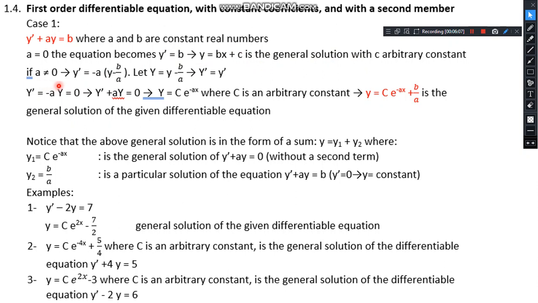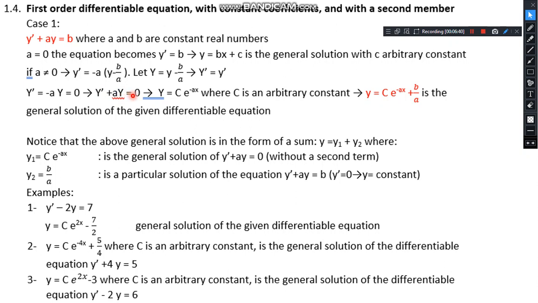If a is not 0, what do we do? We take this to the other side. So you have y minus b over a. So we're going to say let big Y equal y minus b over a. If you differentiate, you're going to get big Y prime equal to minus a big Y. So this implies Y prime plus aY equal to 0, we did it now.